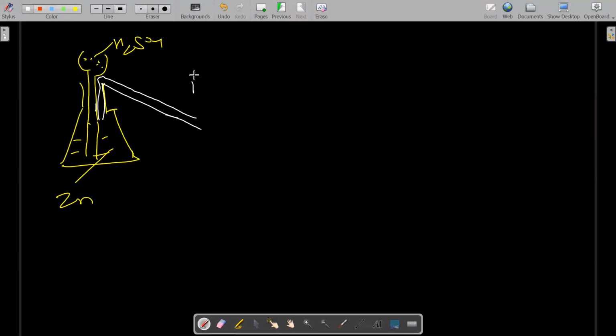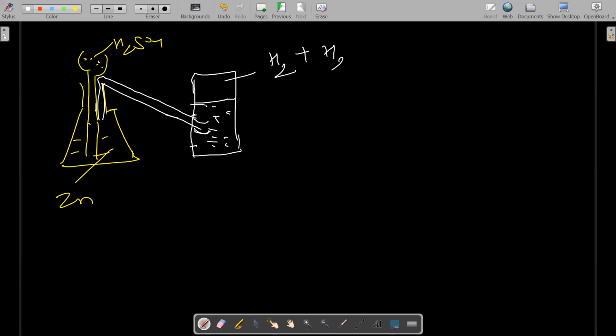Now this is collected in a trough. There was a trough in which the gas is collected. Water is there, and the hydrogen gas bubbles come over here and are collected over here. Besides hydrogen gas, the water vapor is also collected over there, because it is an exothermic reaction. Some water vapor also evaporated and collected over there. So there are two gases.